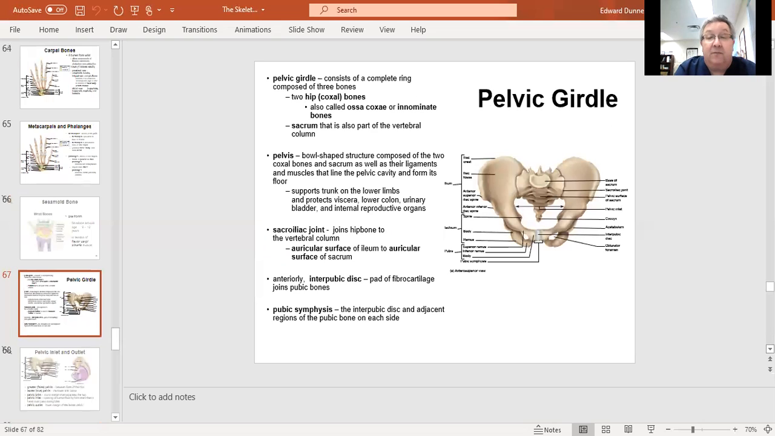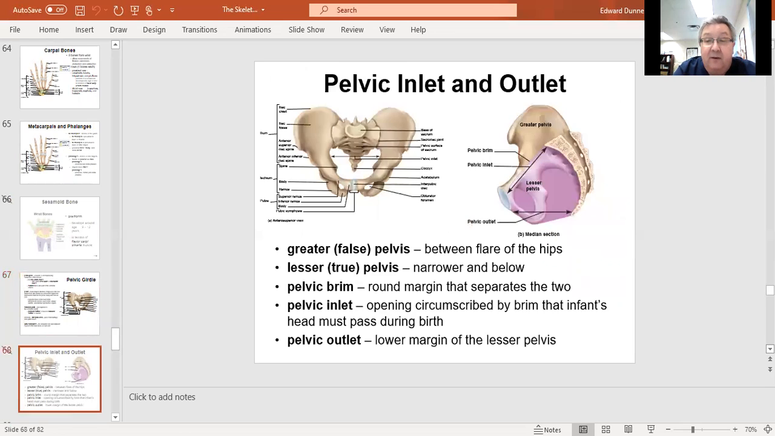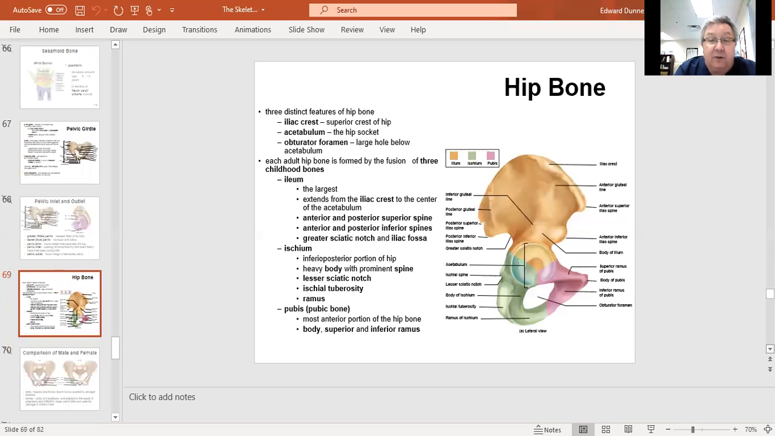So the pelvic girdle, you're going to need to know about the sacroiliac joint and the pubic symphysis. I'm not worried about the false or true pelvises. You will need to know this hip bone. You're going to need to know the 3 parts of the hip bone.